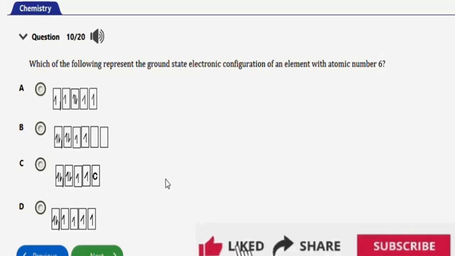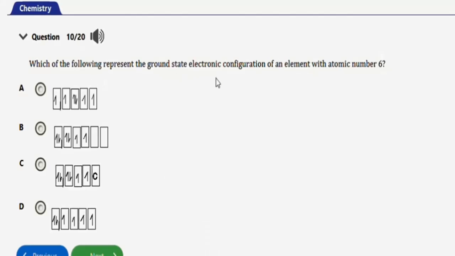This question says, which of the following represents the ground state electron configuration of an element with atomic number 6? So this is carbon. Basically, it has atomic number 6. So if I'm representing this in orbitals, the right option will be option C.